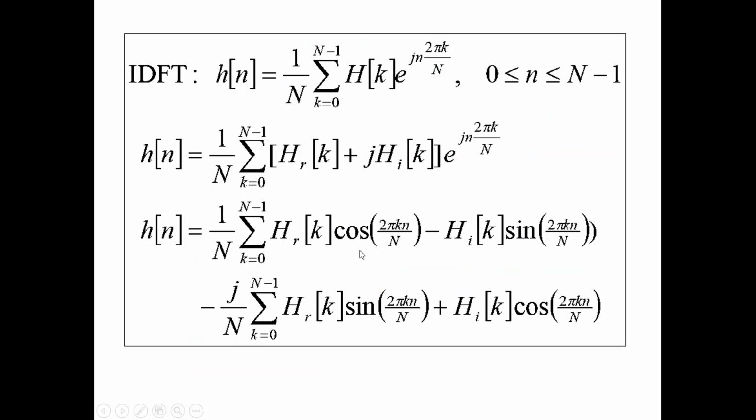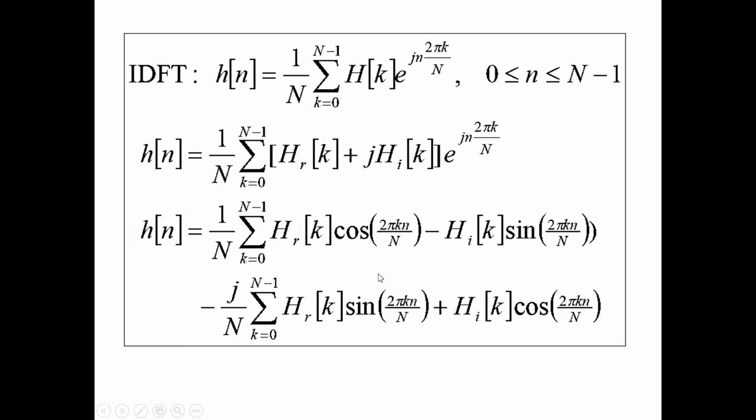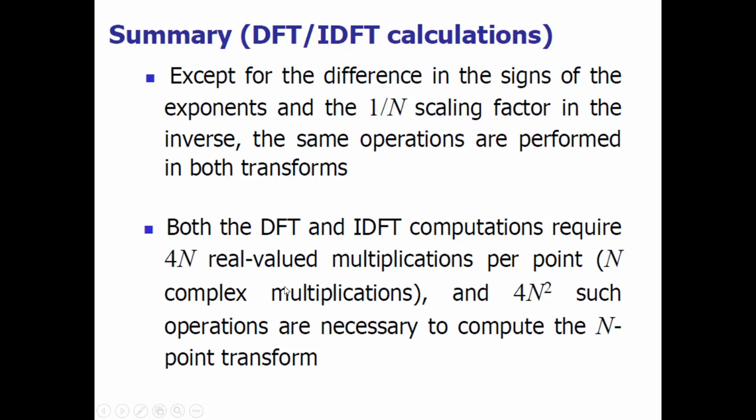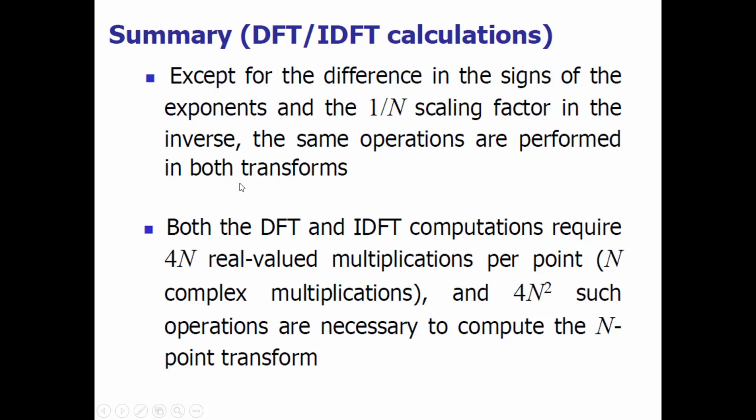So as I said, let's look at the DFT values. This h_R[n] will be multiplied with cos, h_I[n] will be multiplied with sine, h_R will be multiplied again with sine, and h_I will be multiplied with cos. So four real multiplications will be there per point. There will be N complex multiplications, and 4N square such operations are necessary to compute the N point transform, because if for one point you require 4N real valued multiplications, then for an N point transform you will require 4N square multiplications for the computation of the DFT. So it's a huge task to go for the DFT calculations.